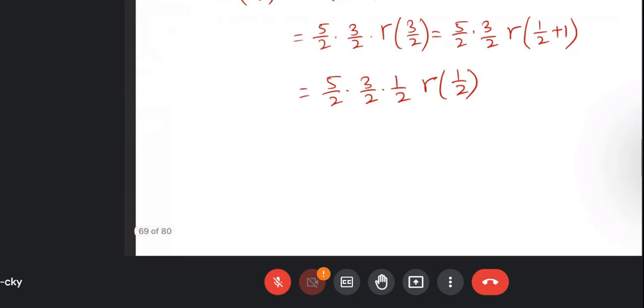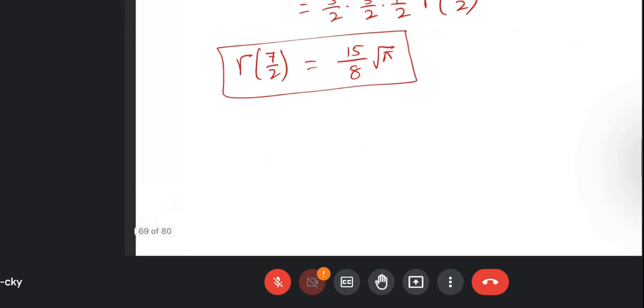So what will you get? You will get 5 threes are 15, 2 twos are 4, 2 fours are 8. So 15 by 8 root pi. This will be the value for gamma of 7 by 2.